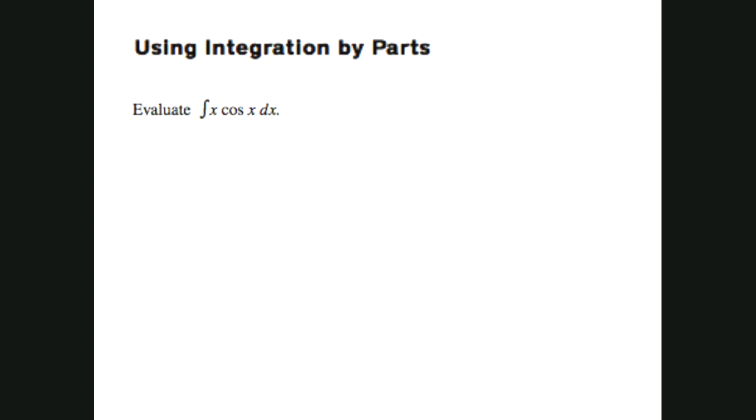Negative x sine of x minus cosine of x. Okay, I don't know because I haven't done the problem yet, but let's try it out. So I'm going to do f prime of x. I'm going to use x. If I take the derivative of x, I get 1. Take the derivative of 1, I get 0. Okay, that's pretty easy. Then I'm going to take the integral of g of x. Well, g of x, I'm going to let be cosine of x. The integral of cosine of x is sine of x. The integral of sine of x is negative cosine of x. All right. So this is plus. This is minus. So x sine of x.